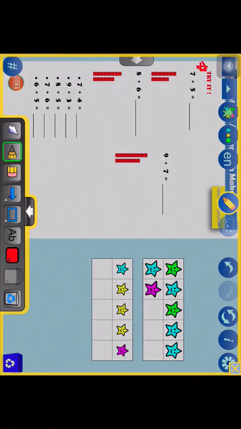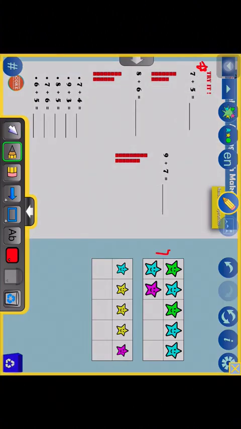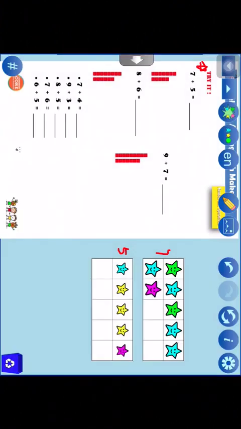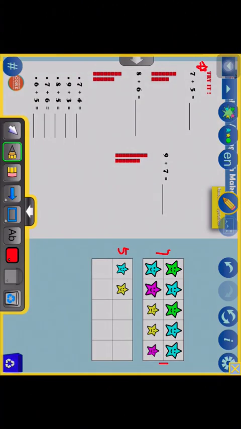First, we have 7 plus 5. So here are 7 stars and 5 stars. So we may regroup it into 10. We may transfer 3 stars to the top, so we have 10 and 2, which is 12.